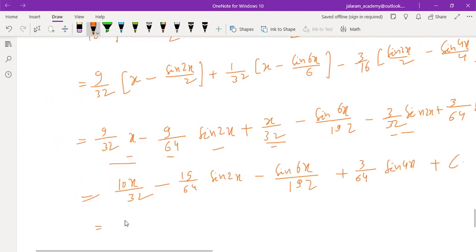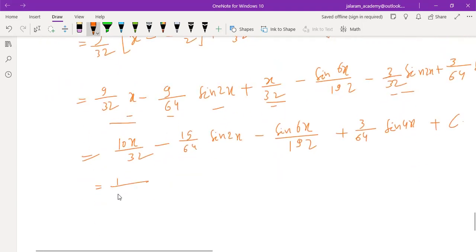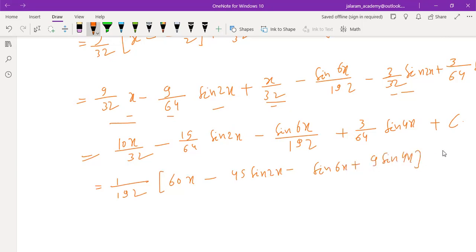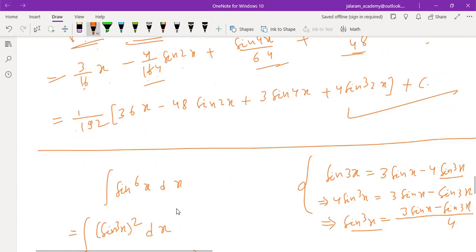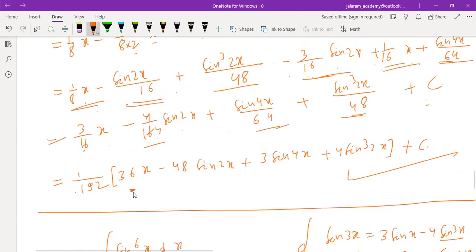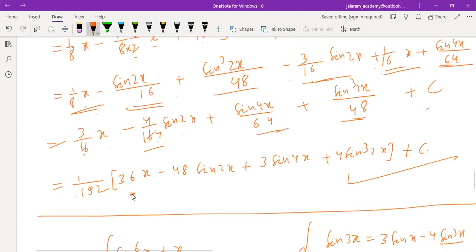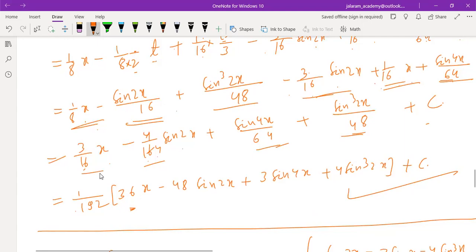And when we take LCM, 1 by 192 is taken common. 10 6s are 60x minus 15 3s are 45 sin 2x minus sin 6x plus 3 3s are 9 sin 4x plus c is the answer. So this is the answer now. It is 60x in this, while in the previous we were getting 36x, means it is wrong. It must be 60x actually.